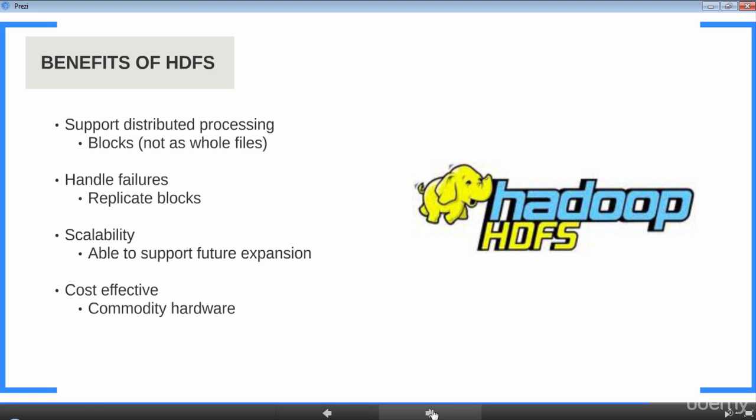So let's summarize what we learned in this lesson. First, we looked at what a file system is and its functions. And we also looked at the major file systems that are available right now. Next, we talked about the need for a new distributed file system like HDFS and compared a local file system like ext4 with HDFS. And finally, we saw the benefits of HDFS.